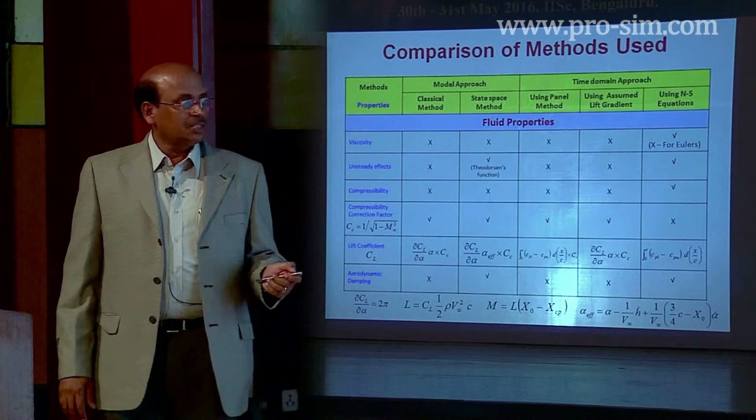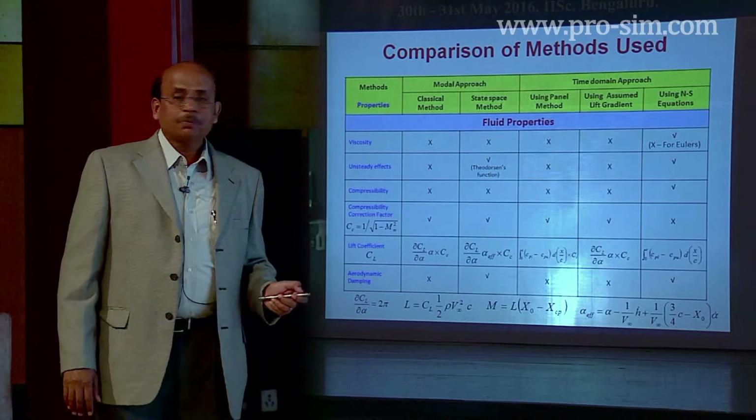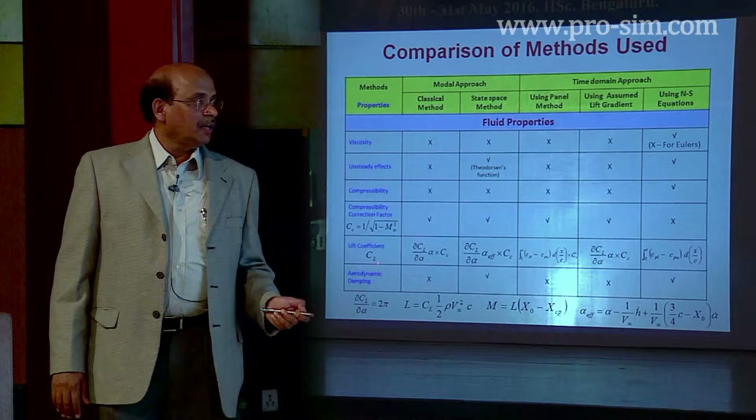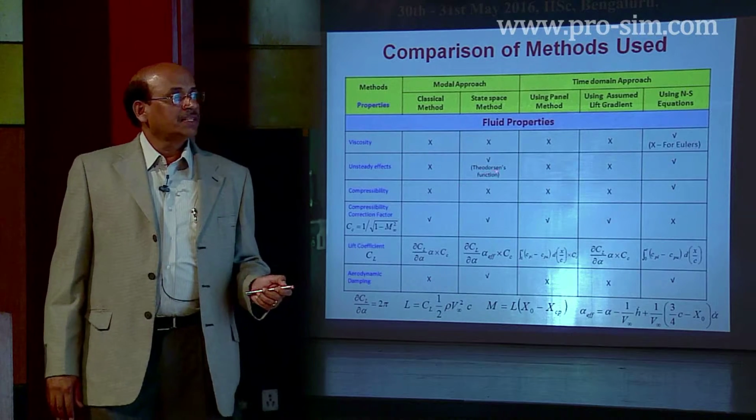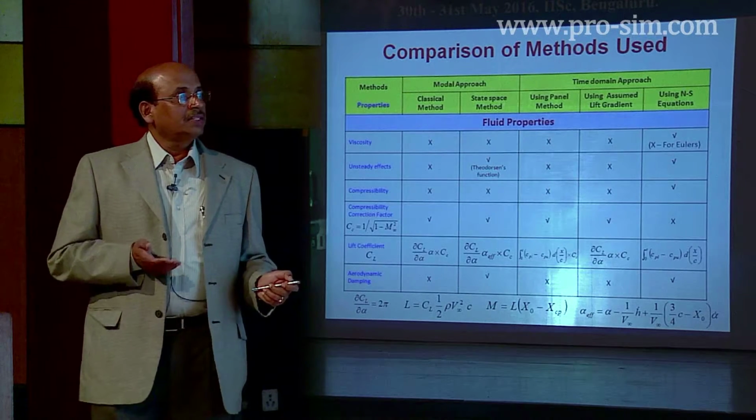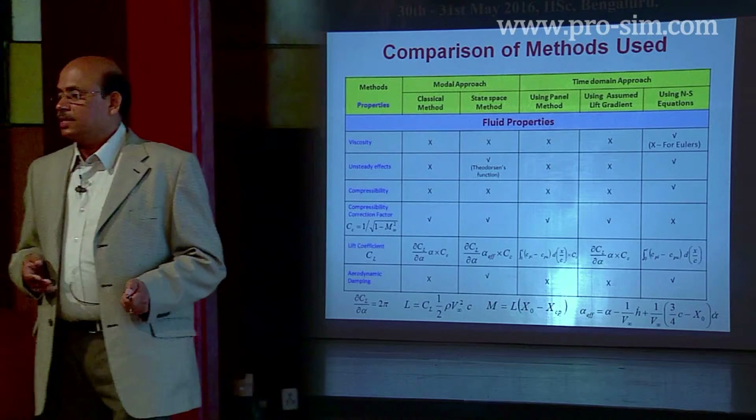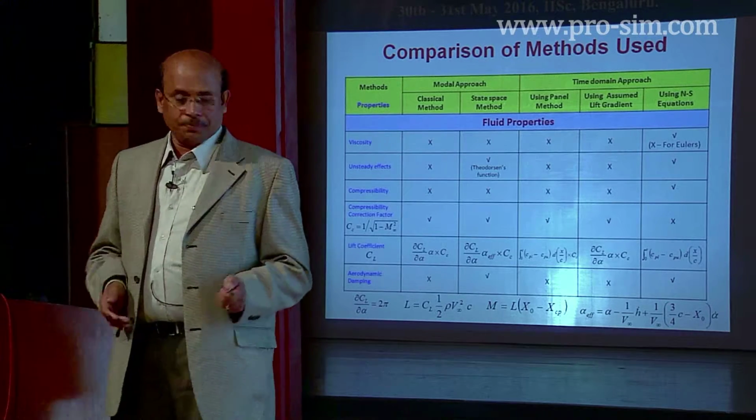When we use panel methods, we also use some corrections, compressibility corrections, then corrections for unsteady effects, and so on. In time, generally we use what are known as Theodorsen's corrections. We also use Wagner's corrections, and so on.